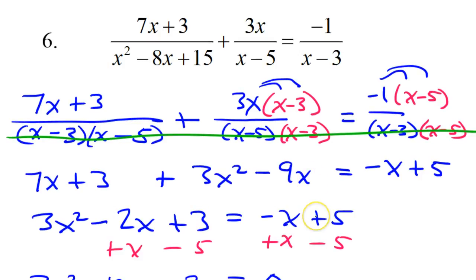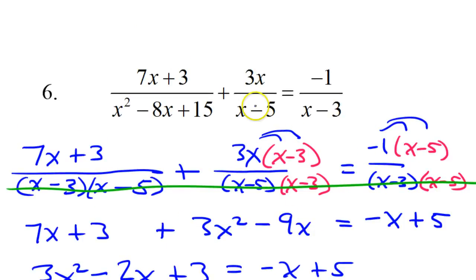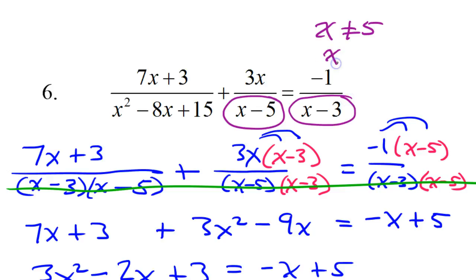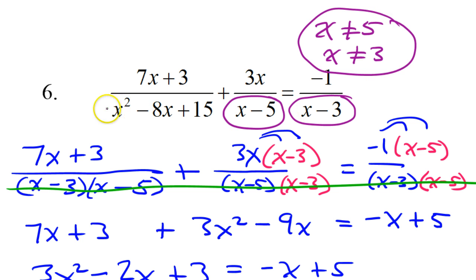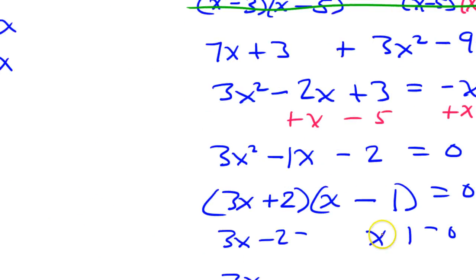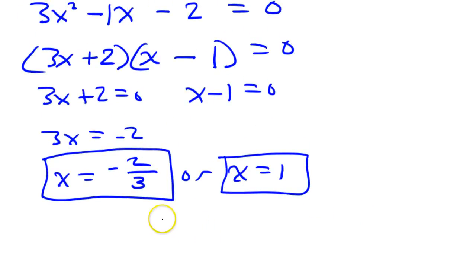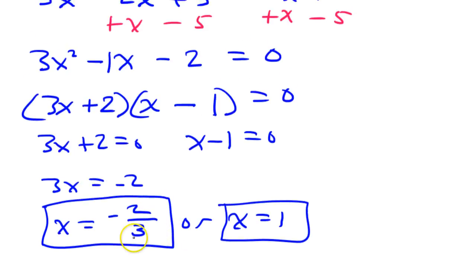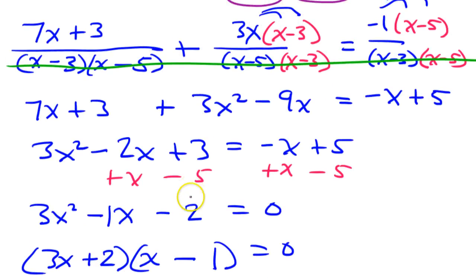So let's look back and see. Looking at these denominators, the x minus 5 tells me that x cannot equal positive 5. Looking at the x minus 3, that tells me that x cannot equal positive 3. These are my restricted values. Remember, it just factored down to the same things. So neither one of these are excluded values, so these are the solutions to number 6.